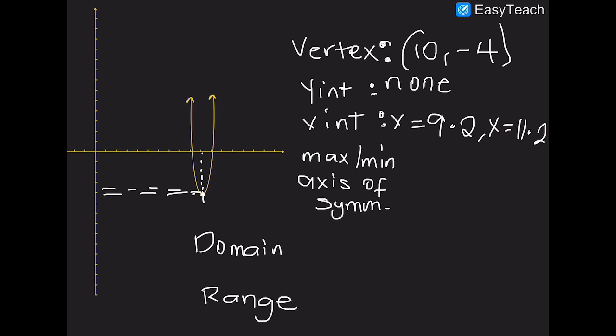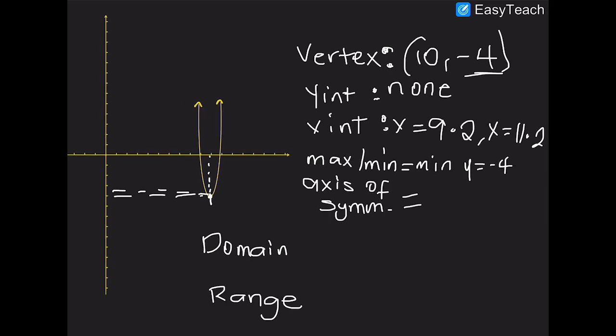So for the maximum and minimum, again, this is a minimum, so we're going to have to let them know that's a minimum value. Y is equal to -4. Again, it's usually whatever your y value is in your vertex. Your axis of symmetry, the easiest way to remember, is whatever your x value is in your vertex. That's a 10.